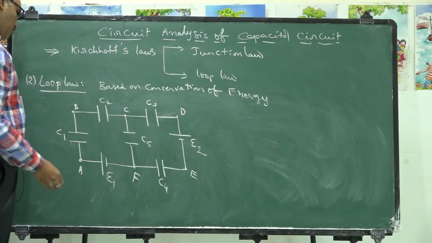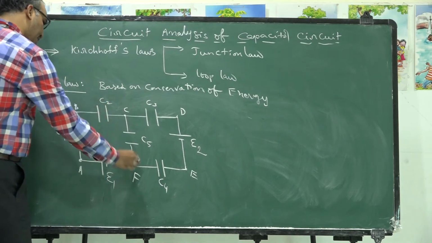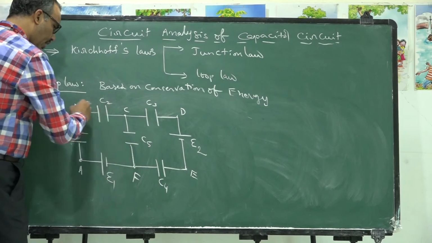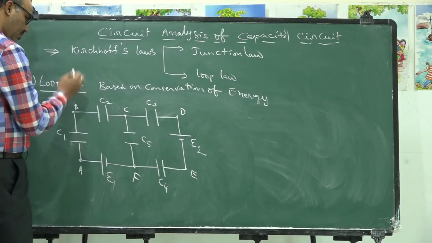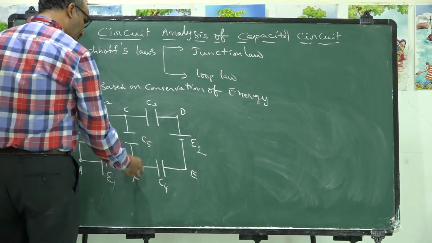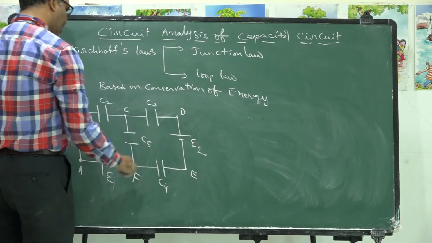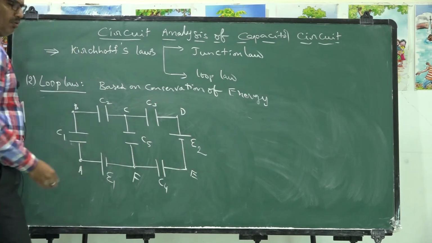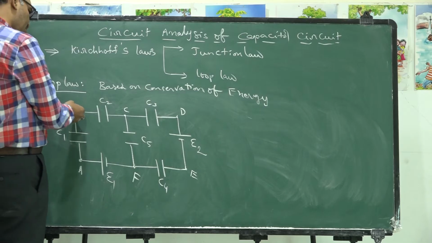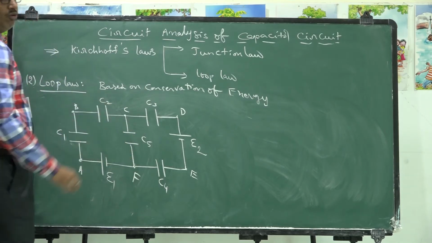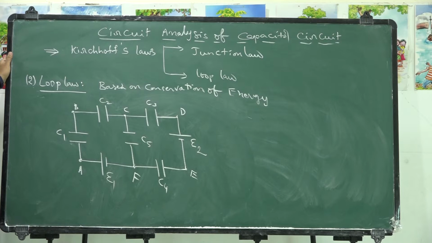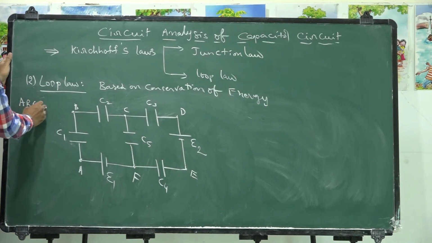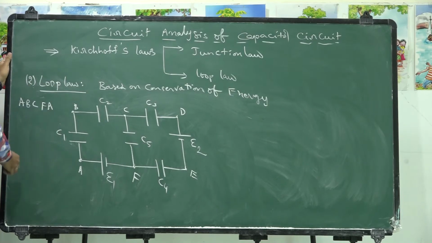We may consider a loop. Loop means you may consider A, B, C, F, A as a loop. You may consider F, C, D, E, F as a loop. You may consider A, B, C, D, E, F, A as a loop. Otherwise, you may start your journey from B: B, C, F, A, B as a loop. Like that, you can select a closed loop. What are the closed loops available here? A, B, C, F, A is a closed loop.